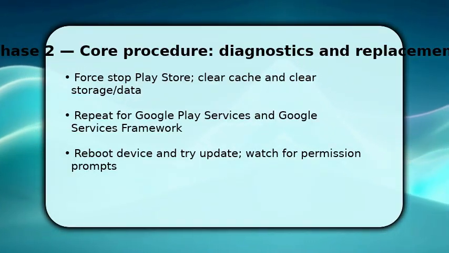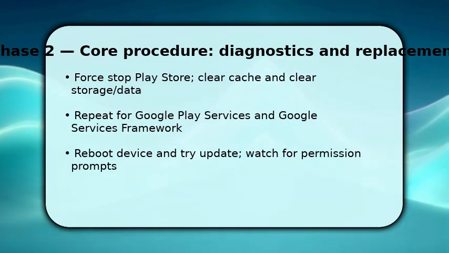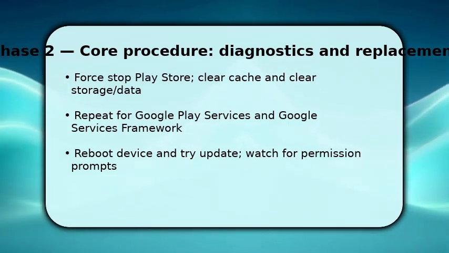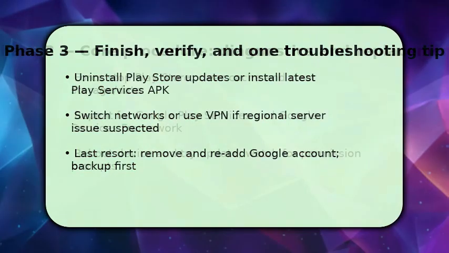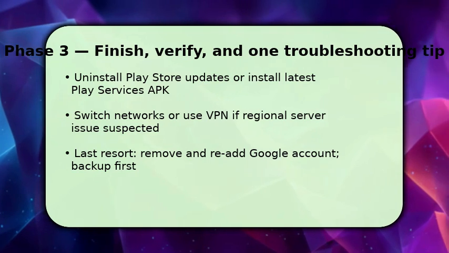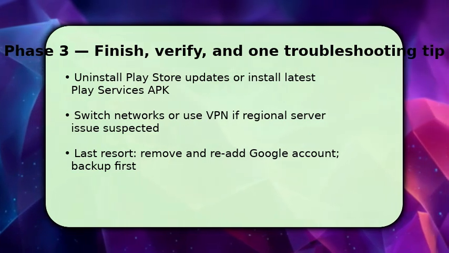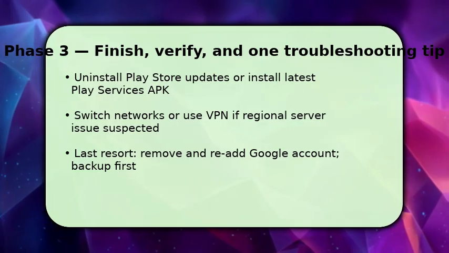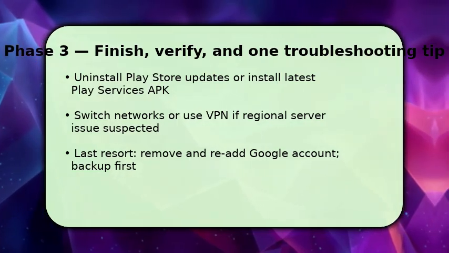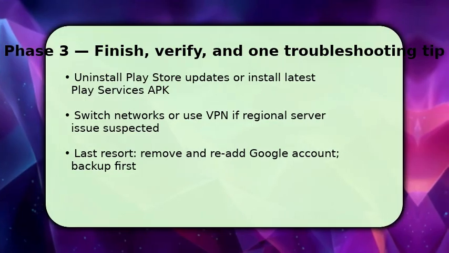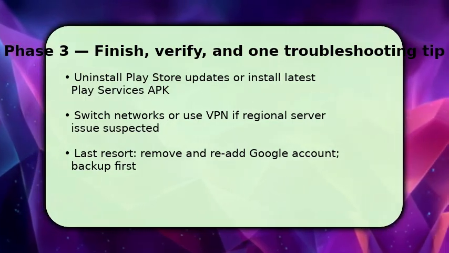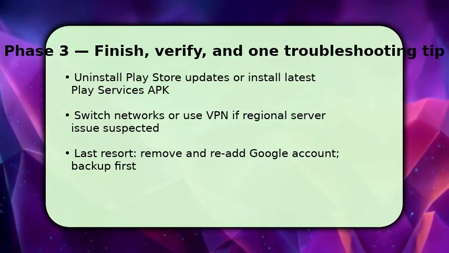After reboot, open the Play Store, attempt the update, and accept any permission prompts. If basic resets don't work, uninstall Play Store updates to return it to factory version, then update again. This refreshes the app's installer. Alternatively, sideload the correct Google Play Services APK for your Android version, but match ABI and release channel.